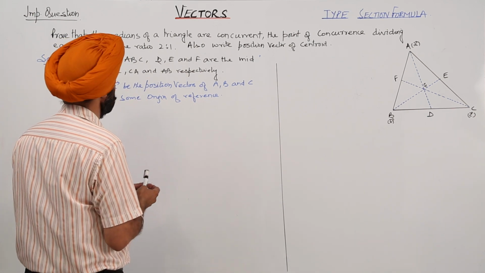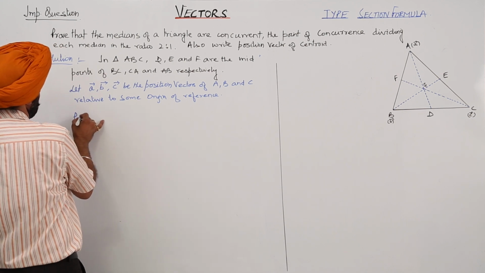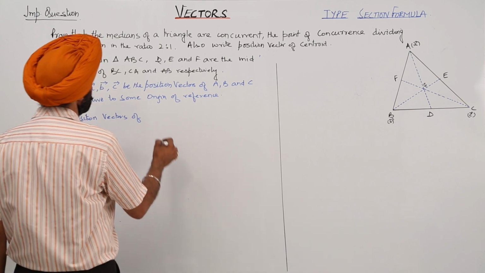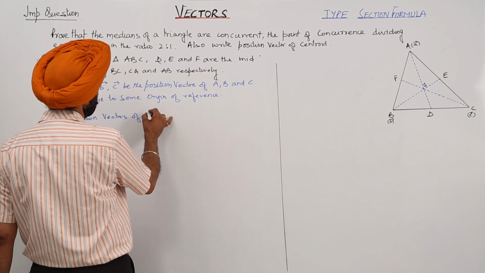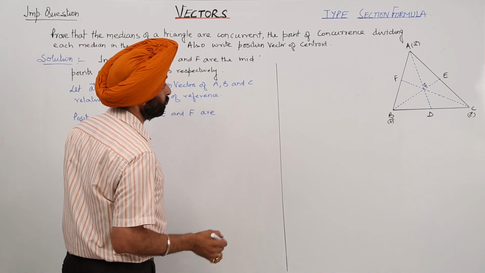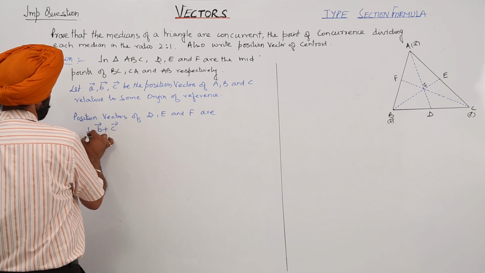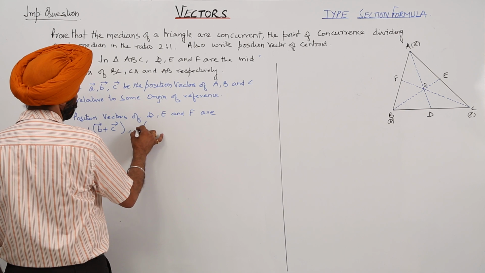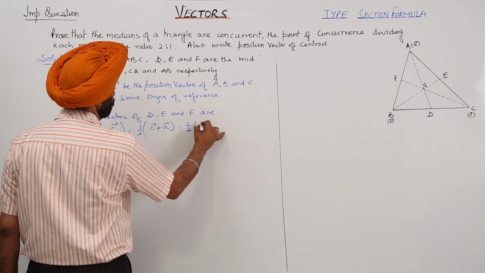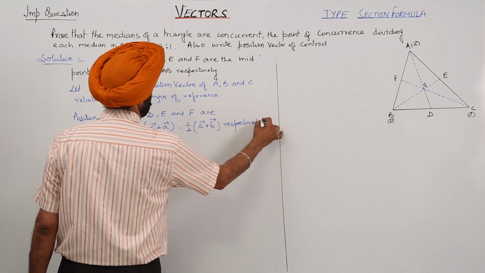Now, the position vectors of D, E and F are, for D, vector B plus vector C, for E and for F respectively.